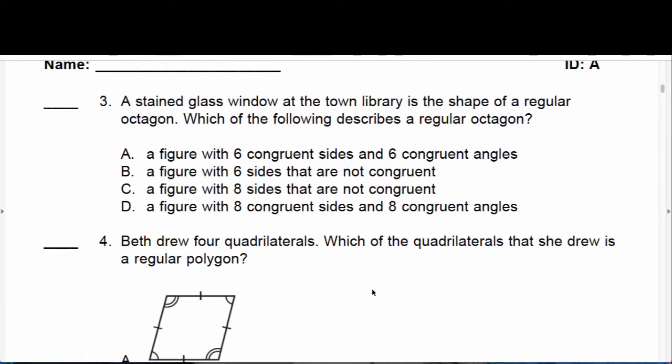Question 3. A stained glass window at the town library is the shape of a regular octagon. Which of the following describes a regular octagon? A. A figure with 6 congruent sides and 6 congruent angles. B. A figure with 6 sides that are not congruent. C. A figure with 8 sides that are not congruent. D. A figure with 8 congruent sides and 8 congruent angles.